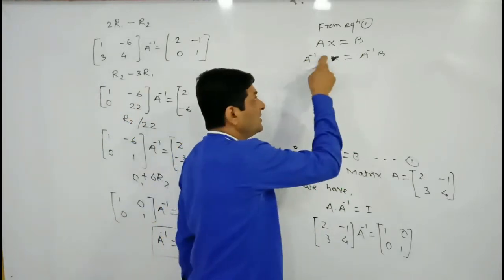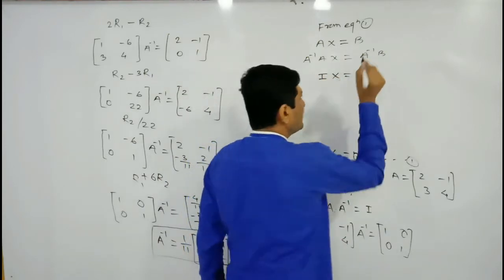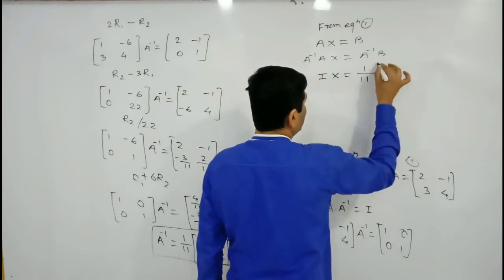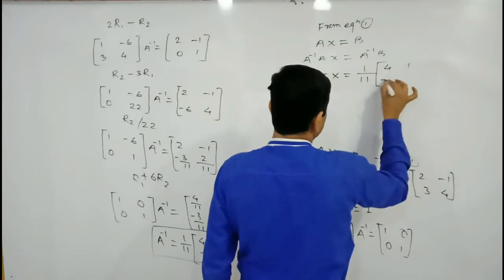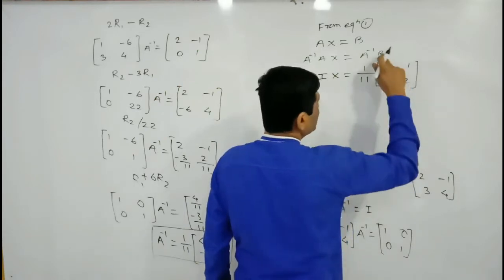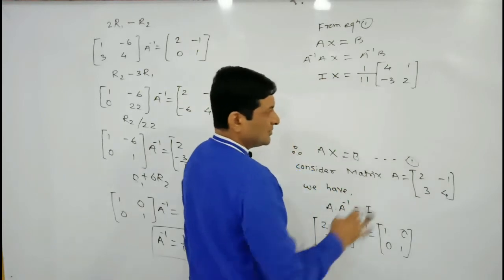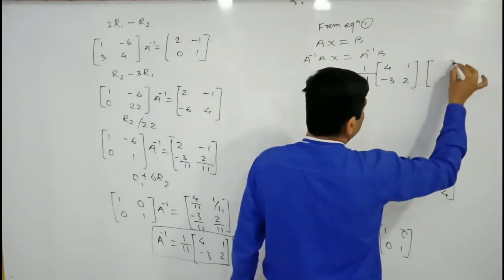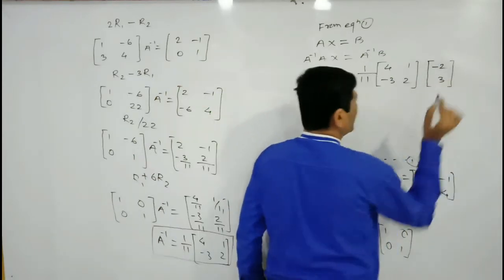So here A inverse into A will be equal to I, keep X as it is. On this side, replace A inverse by its value, where the elements of A inverse are 1 upon 11 and the matrix elements are 4, 1, -3, 2. Now replace B by matrix B, whose elements are -2 and 3.